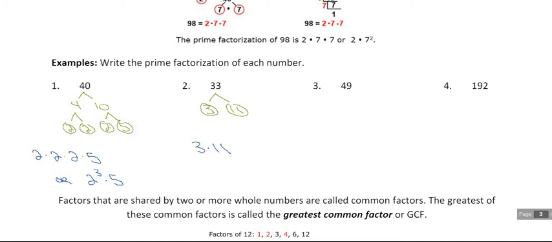You do numbers 3 and 4. 192, you might need a calculator. Make sure you break it down all the way as far as you can go until you only have those small, teeny tiny prime numbers whose only factors are 1 and itself.